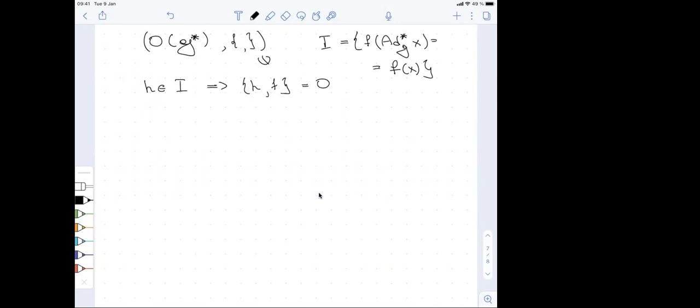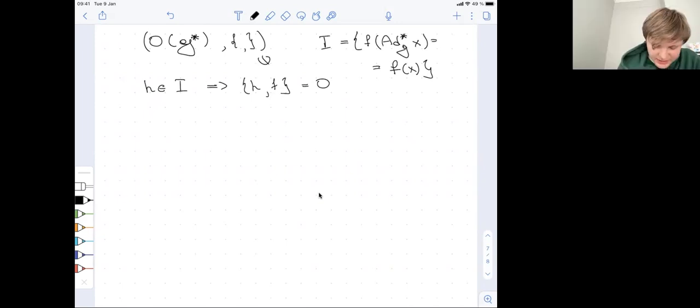Yeah, and it's the usual thing. When you have some Poisson algebra, how do you find a symplectic leaf? You just find all the Casimirs, fix them, and this gives you a symplectic leaf.